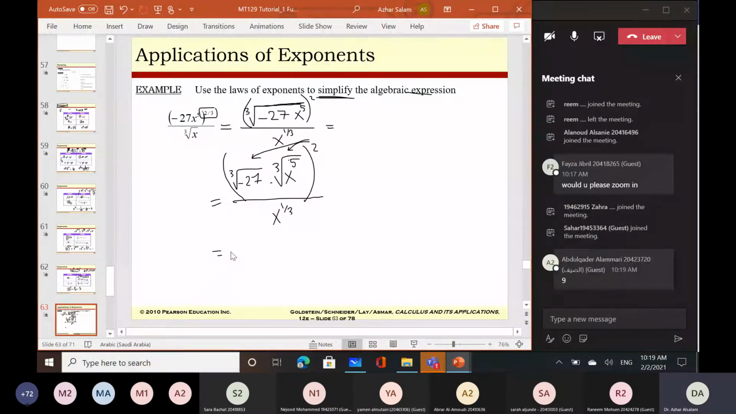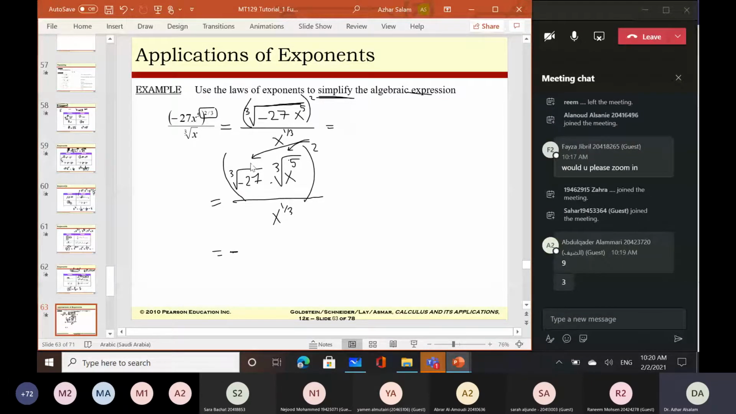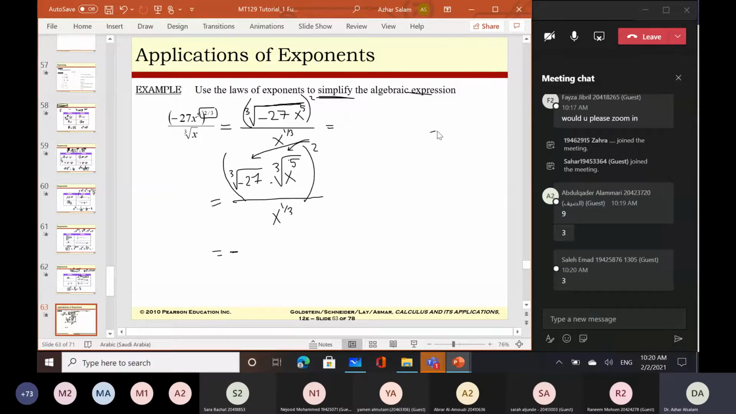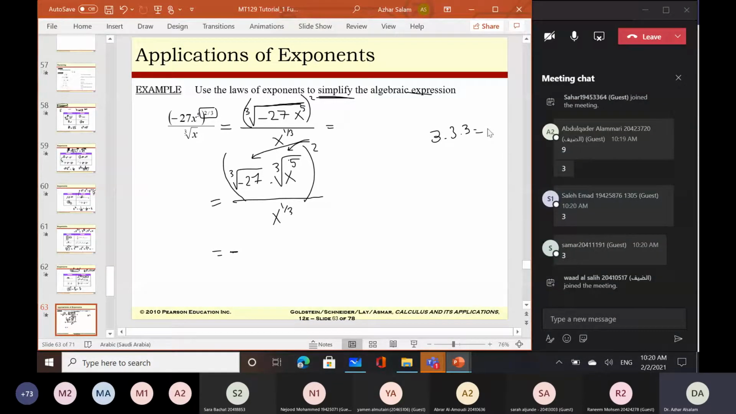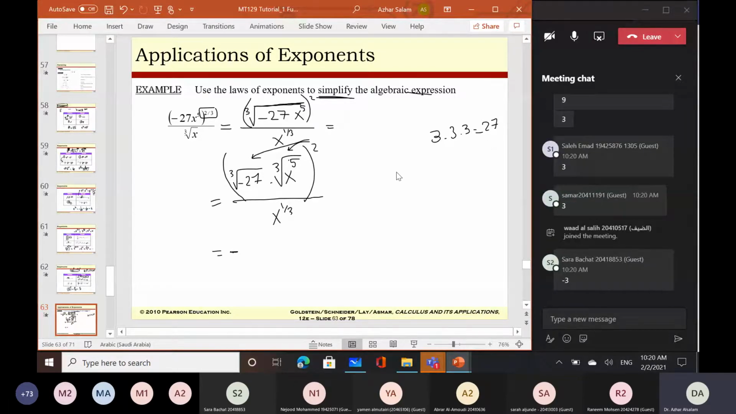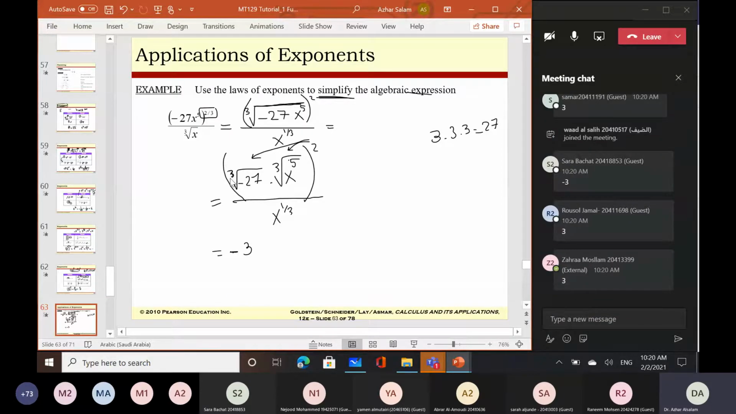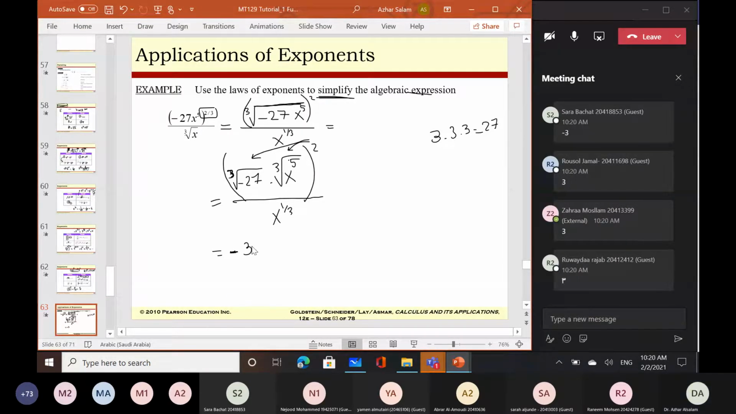So I have here minus. I can simplify this. The third root of 27 is 9? It's not 9. When you divide 27 by 3, it's 9. But the third root, yes, it's 3, since when you multiply 3 by 3 by 3, it will be 27. So the third root of 27 is 3. It's minus 3. Since this root is with odd degree, 3 here is odd, I can actually extract the negative sign. But if it's a negative inside an even root, it will be undefined.